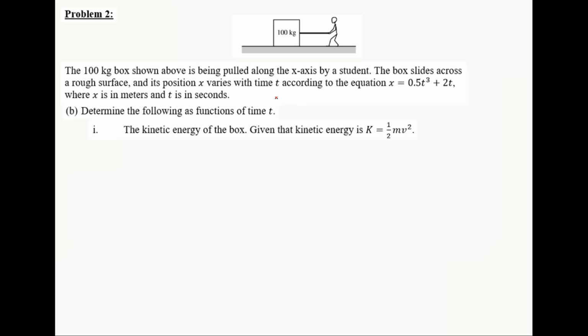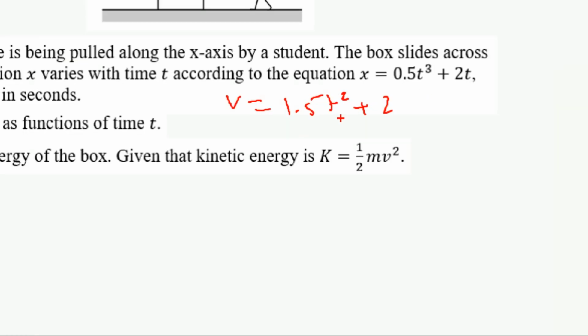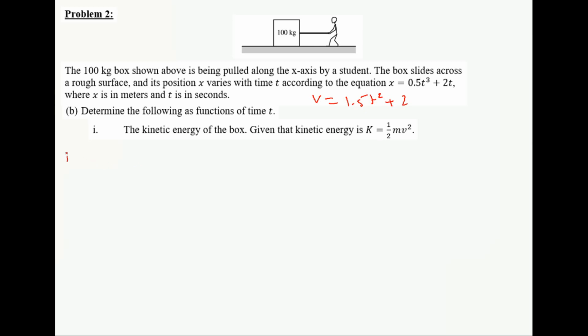So let me write here in part B that already we have the speed, which is given by 1.5 t square plus 2. No need here to put any unit because it's parameterized by t. Now in part I, they're telling us to determine the following as function of time. Idea 1, so Bi, the kinetic energy of the box, given that the kinetic energy is given by half mv squared, this is straightforward. We have the mass, which is 100. We have v as function of time.